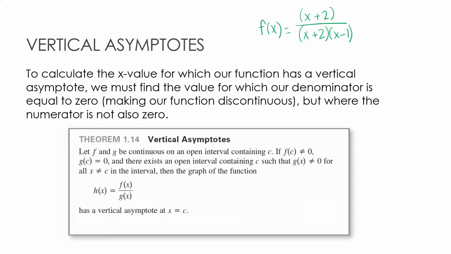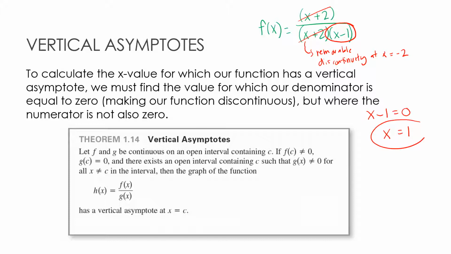So if it's something where I'm actually able to do some reduction, this would be a removable discontinuity at x equals negative 2. And again, that's because I could just define the function at that point and we'd be okay. However, x minus 1 did not cancel. And so what I know about x minus 1 is, of course, if I set that equal to 0, I get x equals 1. This is a vertical asymptote.